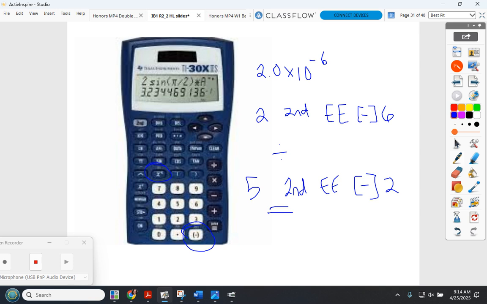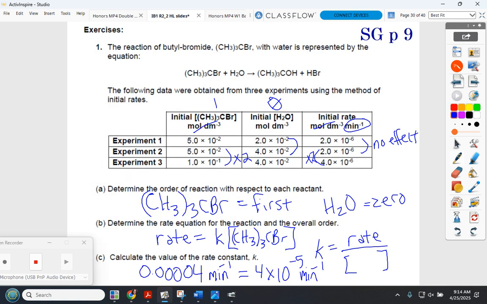Now, if my calculator is set on floating decimal point, then what that's going to come out as is going to be the decimal notation. So it will come out as 0.00004.